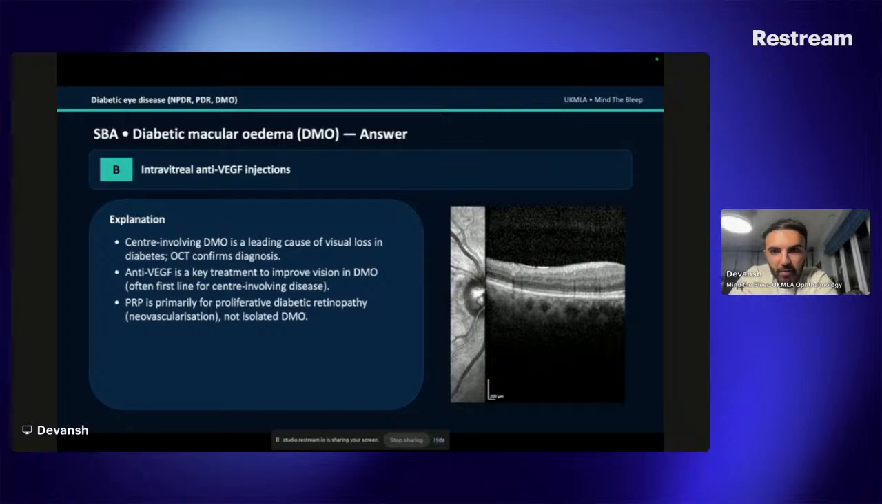So diabetic macular edema occurs when ischemia leads to leakage of fluid from new vessels that are formed, and that can present as this edema that we see, then causing various symptoms that we'll come on to discussing in a second. So, anti-VEGF is a key treatment for improving vision loss in DMO. We'll look into why that is in just a moment as well. The really important thing for you to understand for the UKMLA is when to use anti-VEGF and when to use panretinal photocoagulation, which is PRP. We'll have a look at the differences and why that is in just a moment.